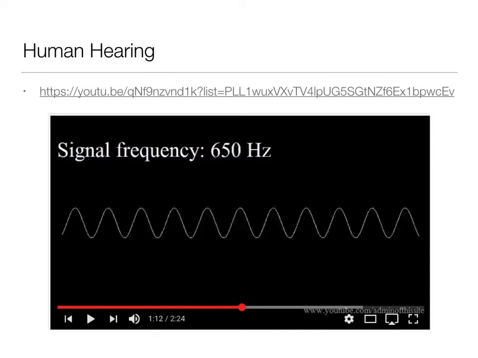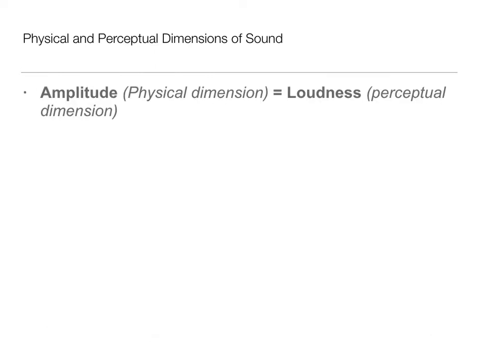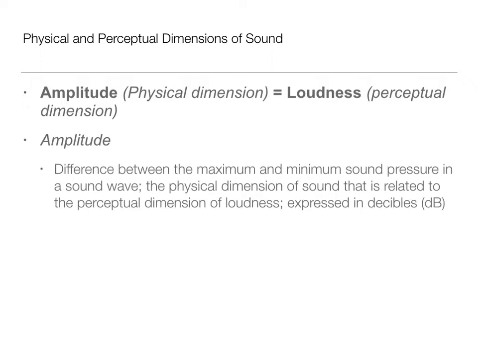It's interesting. Another physical dimension that we talk about is amplitude. Again, that's the loudness. Amplitude is that physical dimension, where loudness is the perceptual dimension. Amplitude is the difference between the maximum and the minimum. So how different is that height between the maximum and the minimum? And this is what we perceive as loudness, and it is measured in decibels.